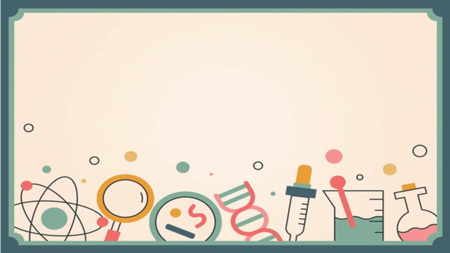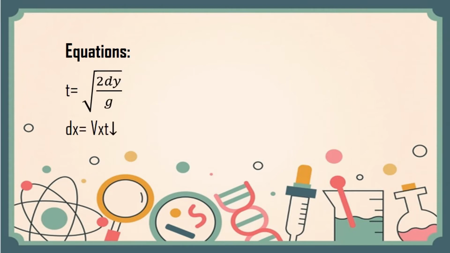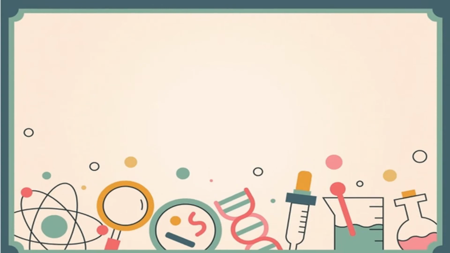Equations to be used in this problem are t equals the square root of 2 dy over g for the time, and dx equals vx multiplied by time for the range. Solution: let us first solve the time using the equation t is equal to the square root of 2 dy over g. Next, we will substitute the given.